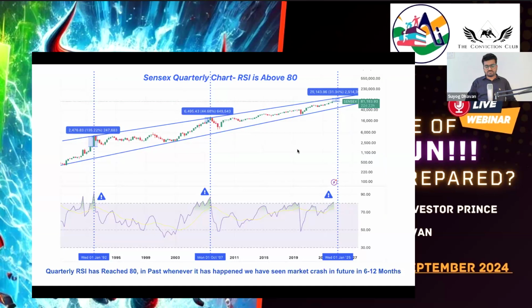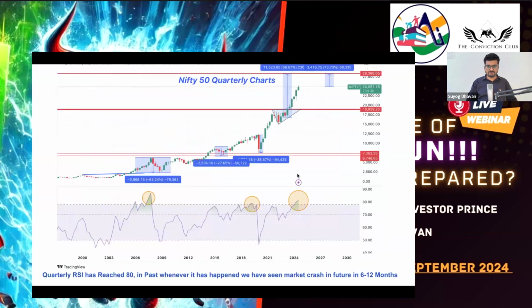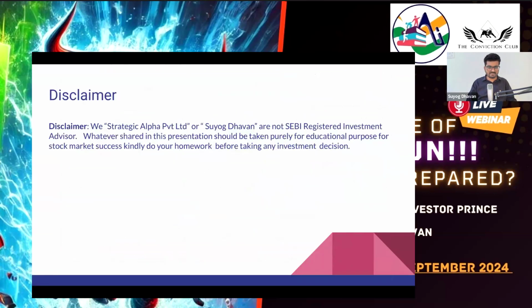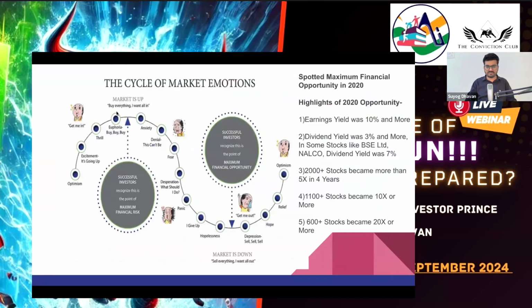Okay. As I said, from this chart that is what I wanted to explain. We are in that stage where we are at maximum financial risk. If I look at those charts which I showed to you, it looks like we are in this phase of the market cycle. Okay. Got it. We can proceed with the next slides.